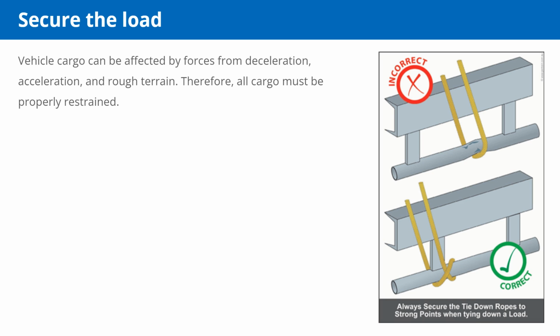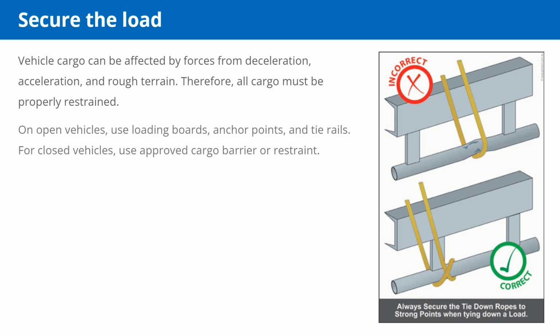Vehicle cargo can be affected by forces from deceleration, acceleration, and rough terrain. Therefore, all cargo must be properly restrained. On open vehicles, use loading boards, anchor points, and tie rails. For closed vehicles, use an approved cargo barrier or restraint. Follow these guidelines when securing loads.